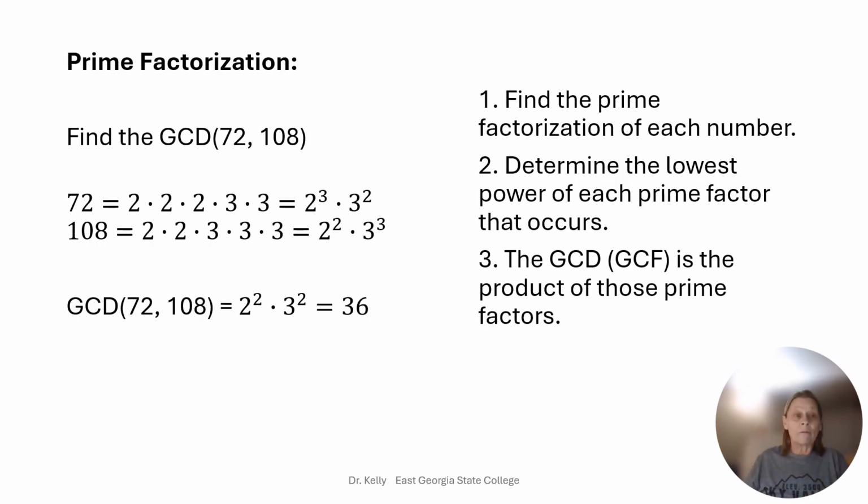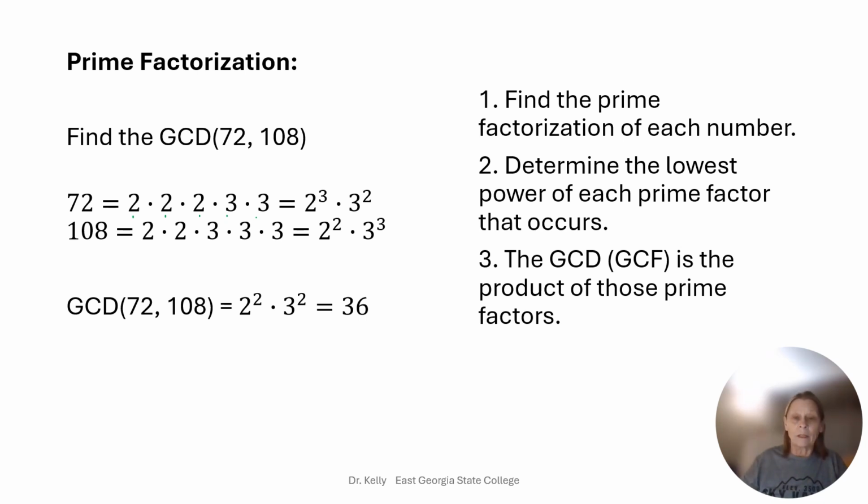There's also the prime factorization method. Here we have an example to find the GCD between 72 and 108. The first thing we did was find the prime factorization of each of the numbers here. You can see I broke it down into the little pieces, and then I put it together.